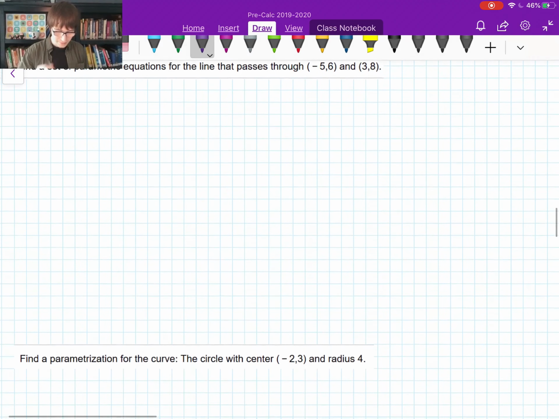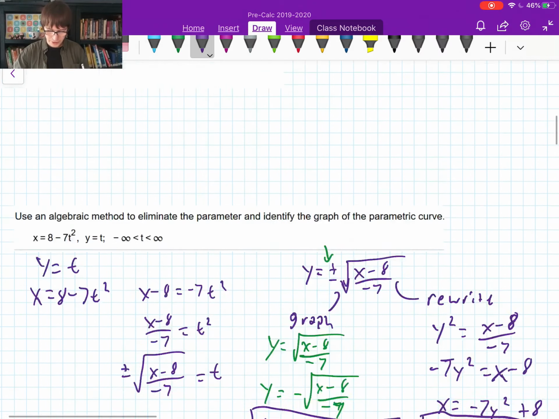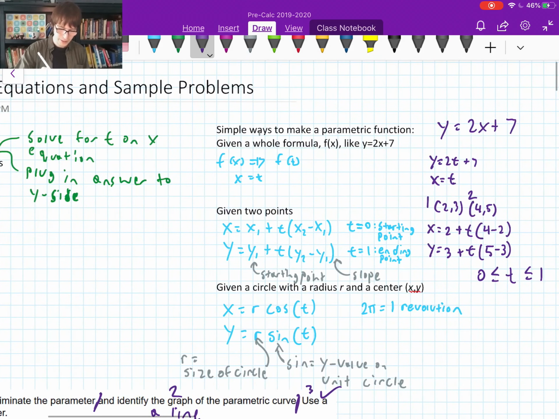Find a set of parametric equations for the line that passes through (-5, 6) and (3, 8). Well, we can do that. We'll just reference the notes we had in the beginning, a parametric equation. To start with, if you're given 2 points, we can use this right over here.